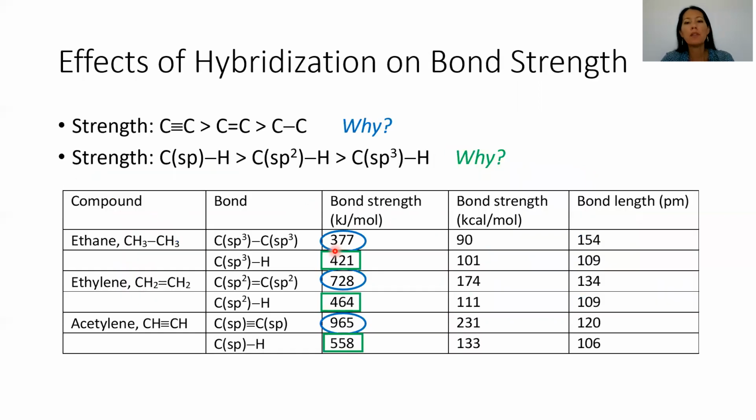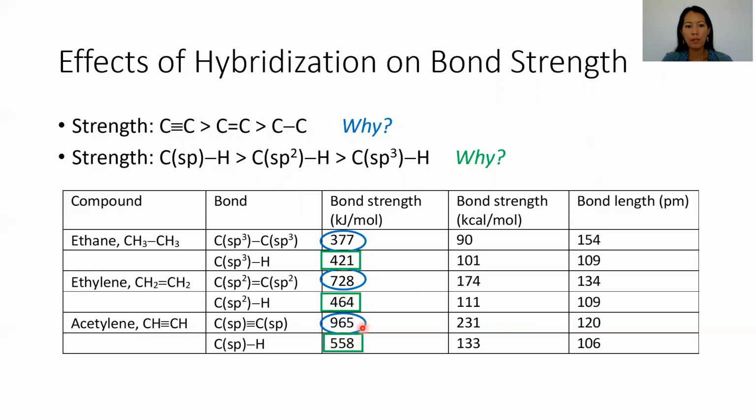Okay, let's talk about the effects of hybridization on bond strength. These aspects are gonna come into play in the acid-base section of this course and explain reactivity. So first of all, a triple bond is stronger than a double and a single. That might be obvious to you.